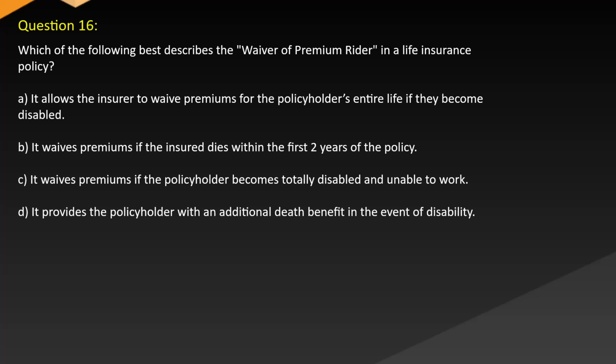Question 16. Which of the following best describes the waiver of premium rider in a life insurance policy? A. It allows the insurer to waive premiums for the policyholder's entire life if they become disabled. B. It waives premiums if the insured dies within the first 2 years of the policy. C. It waives premiums if the policyholder becomes totally disabled and unable to work. D. It provides the policyholder with an additional death benefit in the event of disability.